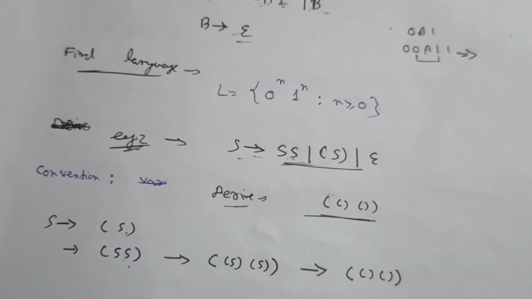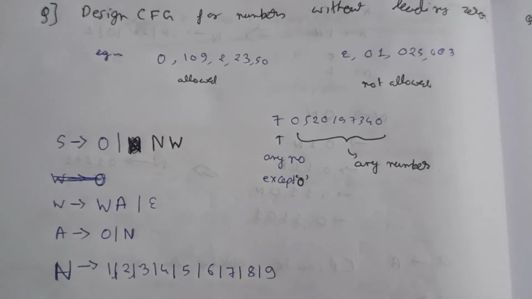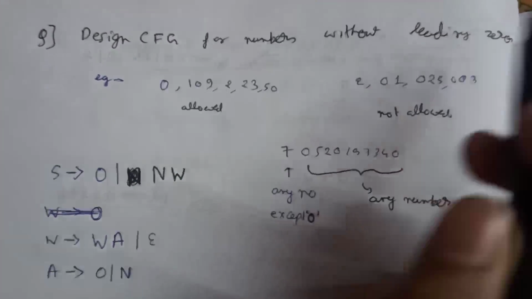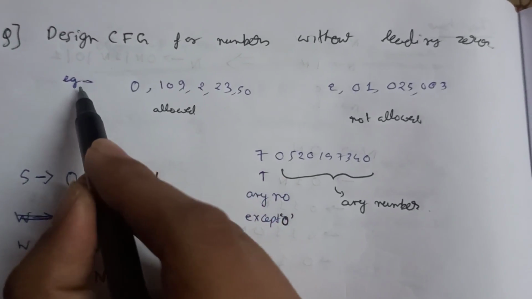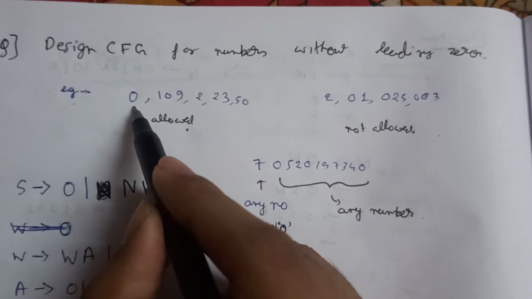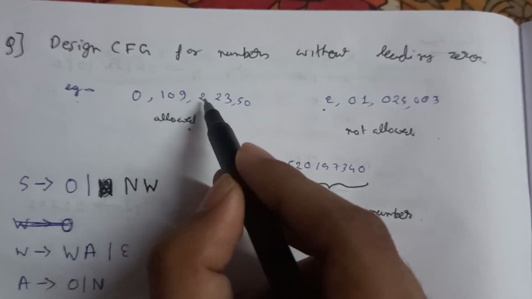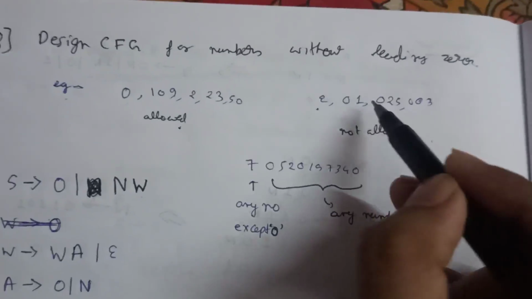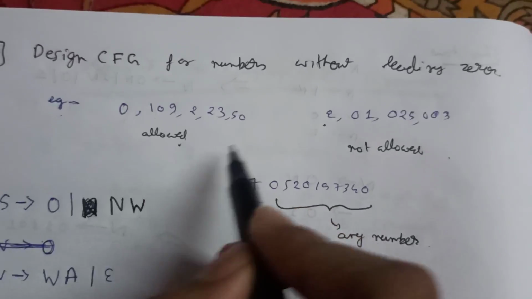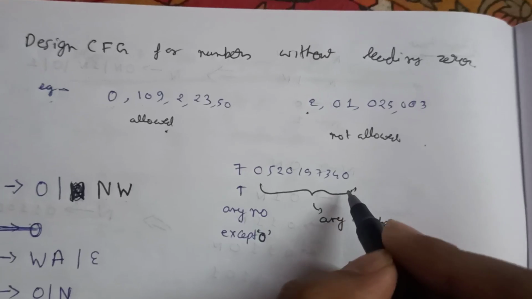So this is formed. Now we will try to construct some complex CFGs. Suppose the question is to design a CFG for numbers without leading zeros. The examples are given inside the question, showing which strings are allowed and which are not. A single zero is allowed but null is not allowed, and all the strings which do not have leading zeros are allowed, but strings which have leading zeros are not allowed. So first, how to make this? I will first have a string and now divide this string into subparts.